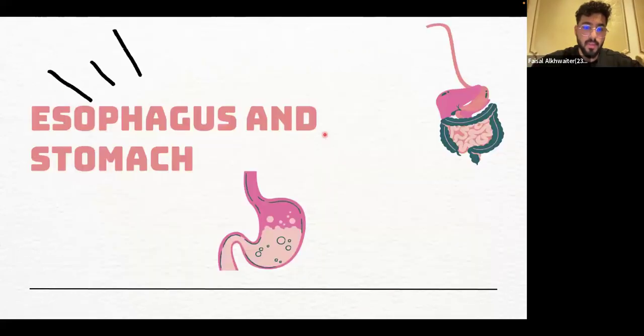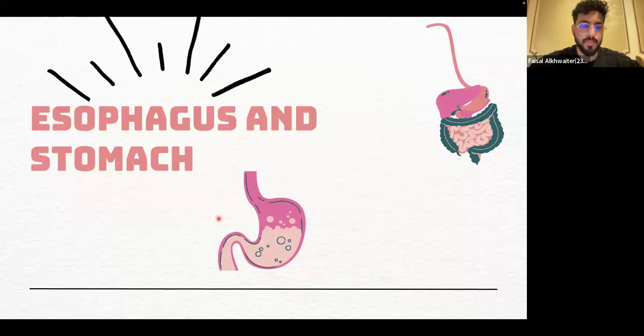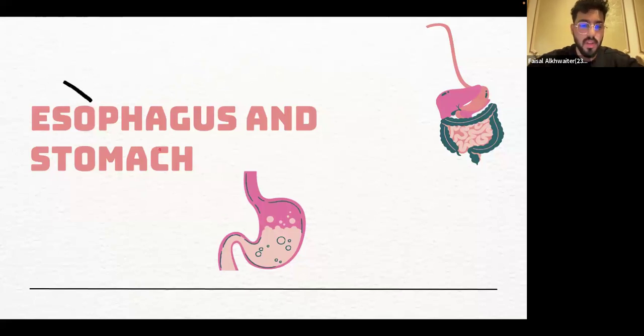Okay, so we're going to start with the esophagus and stomach now. I want you guys to focus because those are the two most important concepts in GI anatomy, the stomach and the esophagus. I mean the most important lectures.